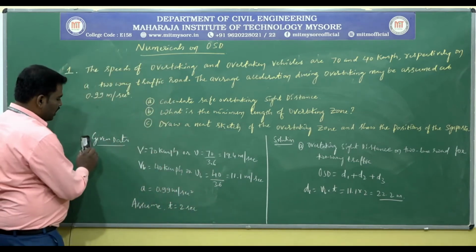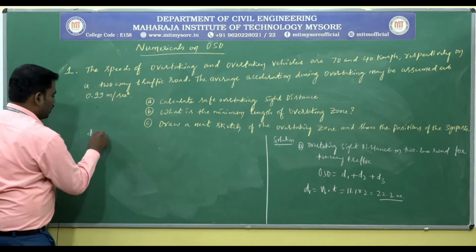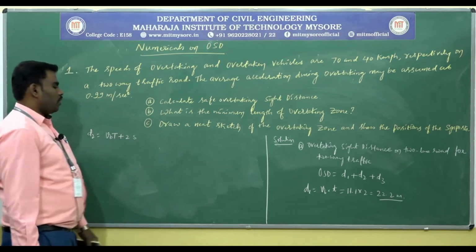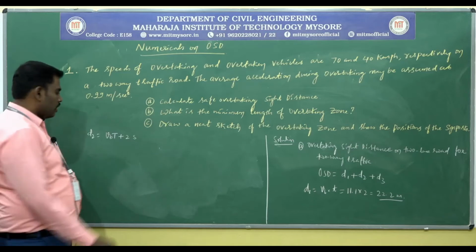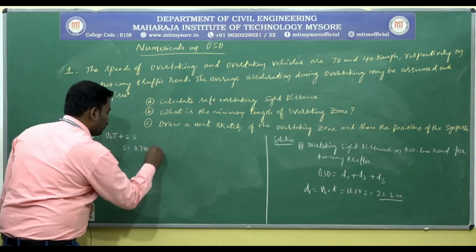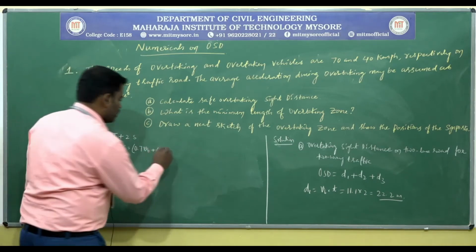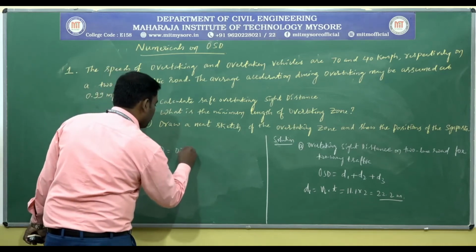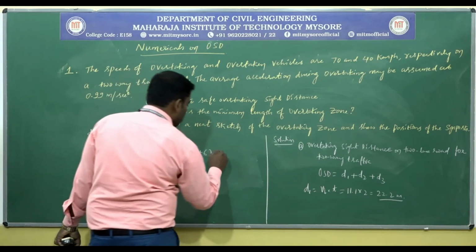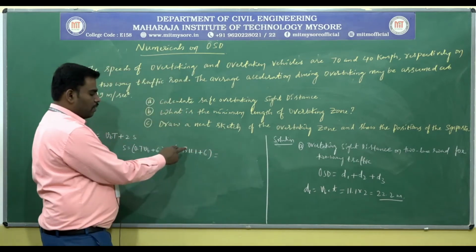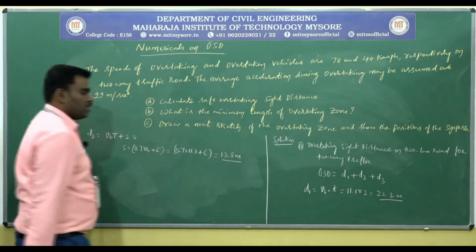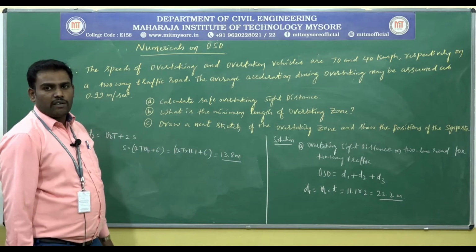Okay, next I'll move on to D2. D2 is equal to VB into capital T plus 2S. What about S? S is equal to 0.7 VB plus 6, that is 0.7 into 11.1 plus 6, which gives about 13.8 meter. That is the spacing between overtaking and overtaken vehicles.